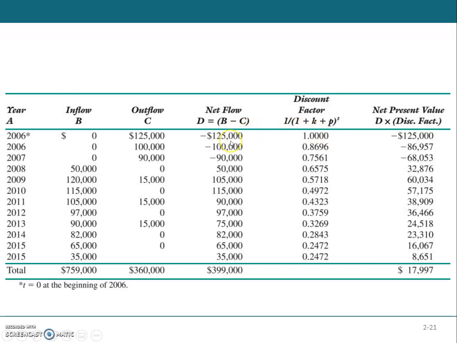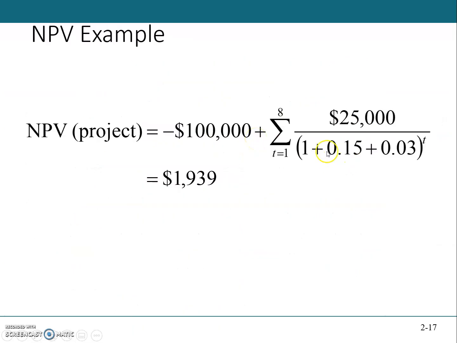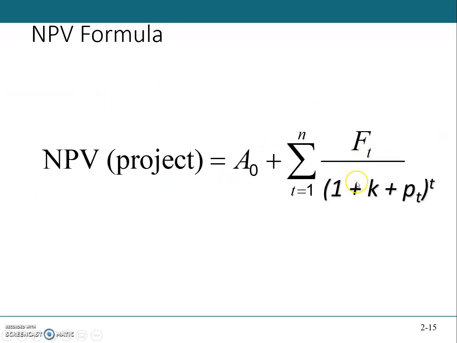You see that in the net present value formula, if I take this F, and then 1 over 1 plus k plus p over t is the discount factor, these two factors, F and the discount factor, are being multiplied. Then you are getting the net present value. So A naught is basically the value happening in year one.